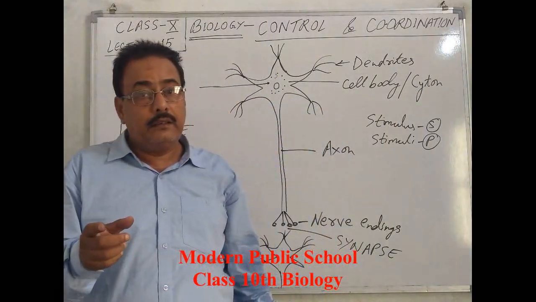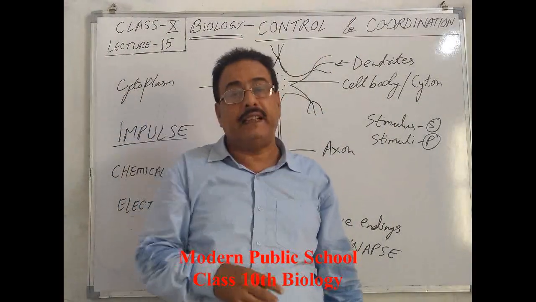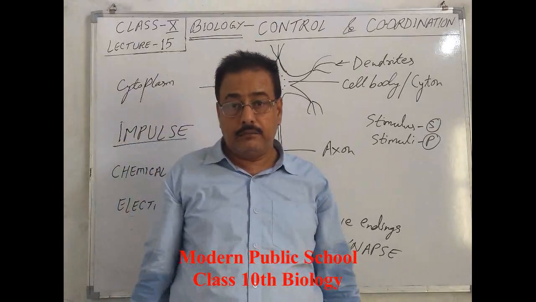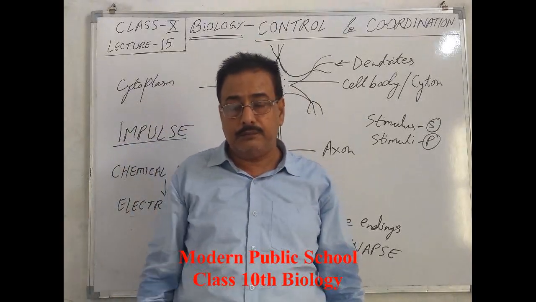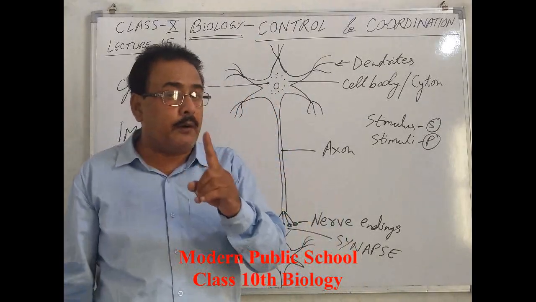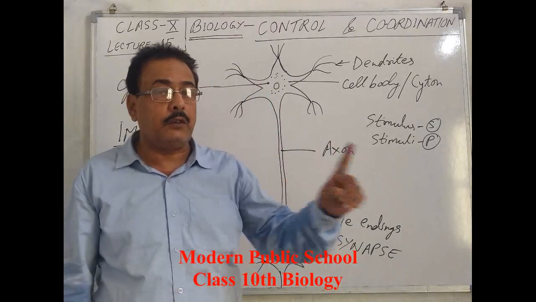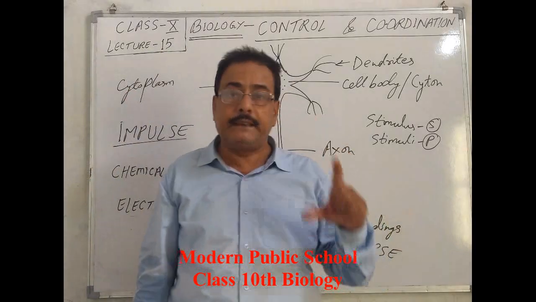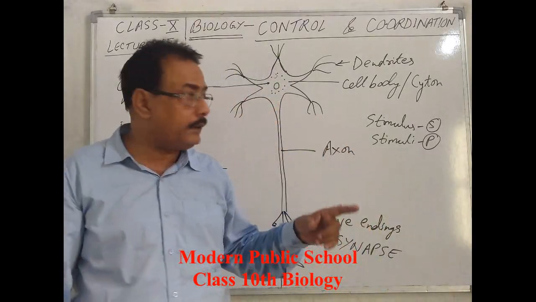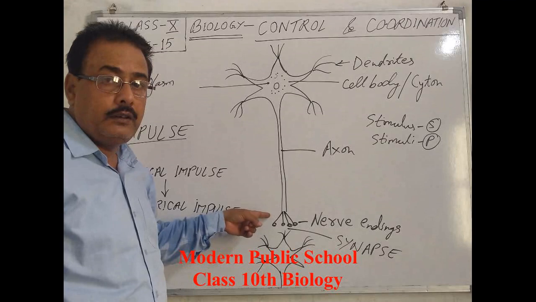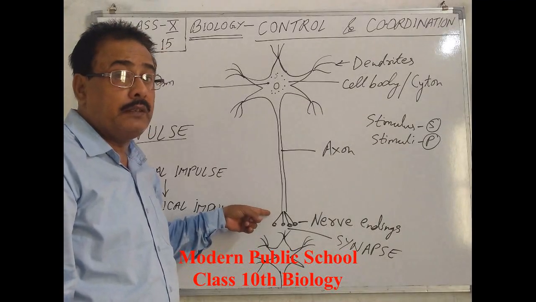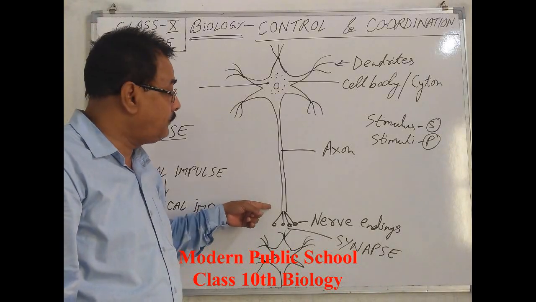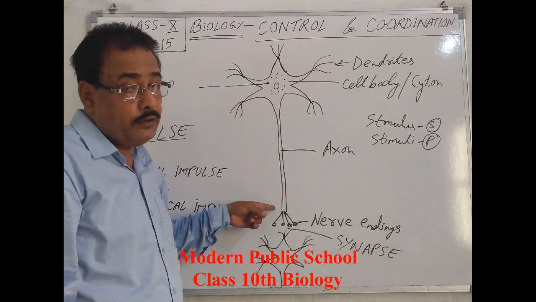As we have discussed in class 9th, the shape of the cell, especially in case of animals, is totally dependent on their functions. Cell ka shape uske function par depend karta hai. Its function is to transmit the impulse, to transmit the information from one region of the body to another region.